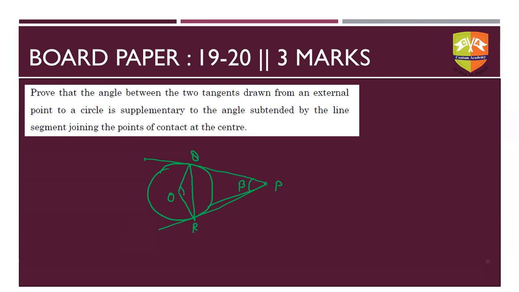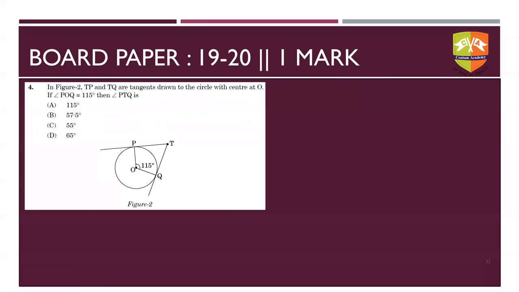This angle is alpha, and the angle between the tangents is beta. We have to prove alpha plus beta is equal to 180 degrees. Yes, we did this using the angle sum property of a quadrilateral, because this is 90 and this is 90. So alpha plus beta will have to be 180 degrees. We had done this previously, so not doing this again. Next, PTQ. Very easy. Same thing. Application.